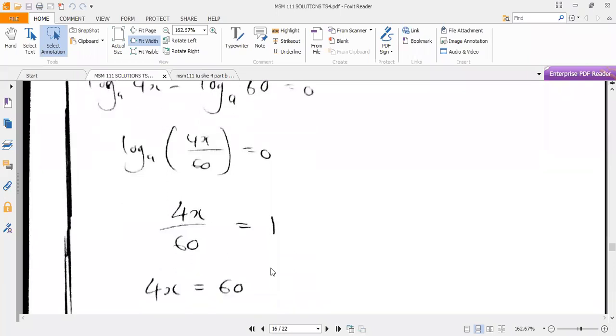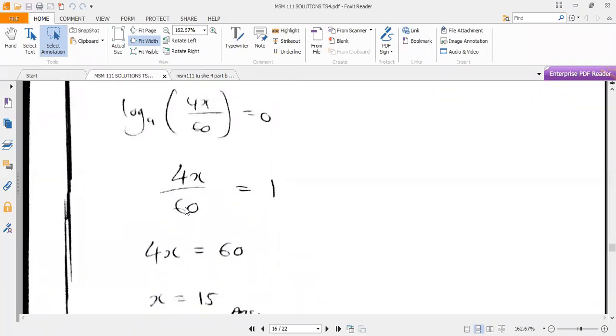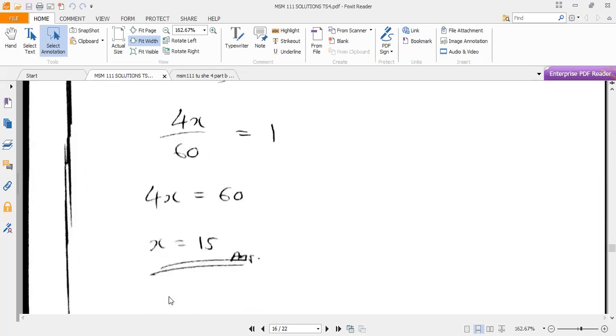Now we just solve for x. We can say 4x over 60 equals 1. We cross multiply, 60 times 1, so we have 4x equals 60. Now, what is 60 divided by 4? It is 15, as our final answer. Any questions?